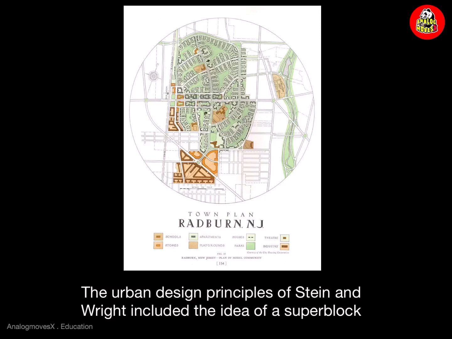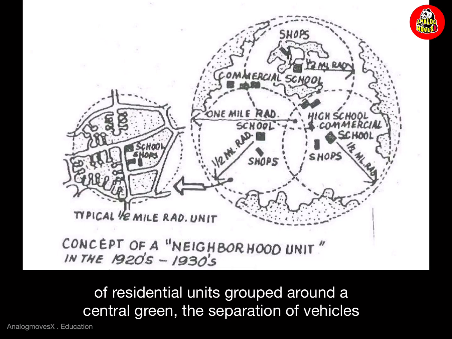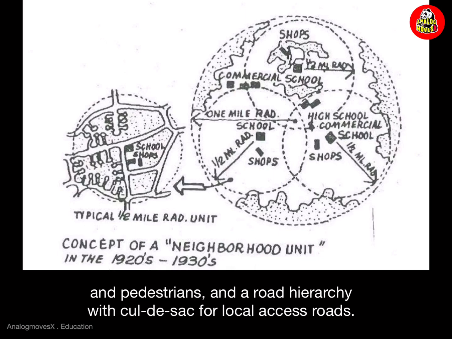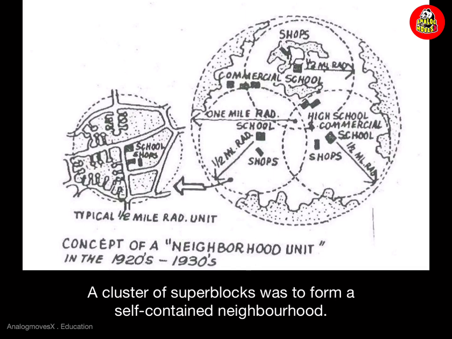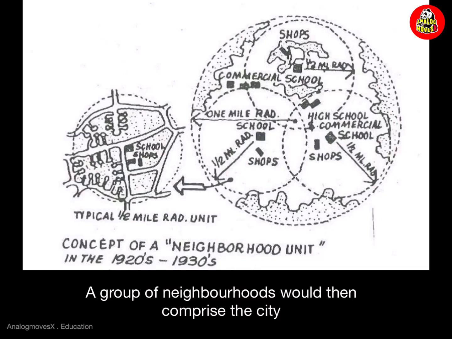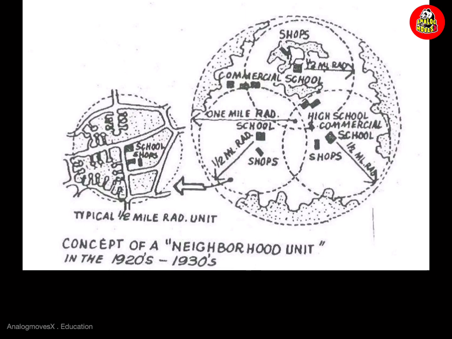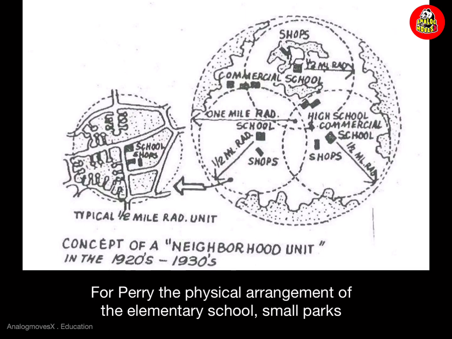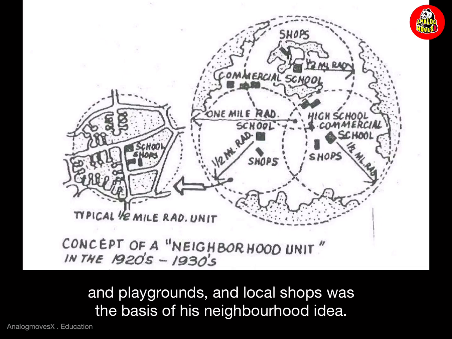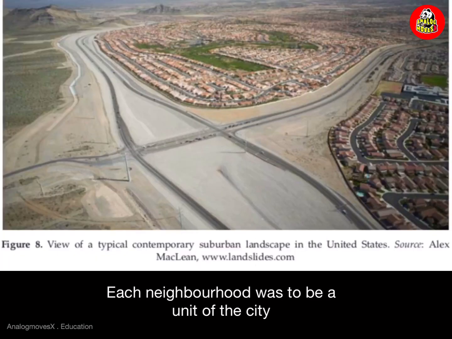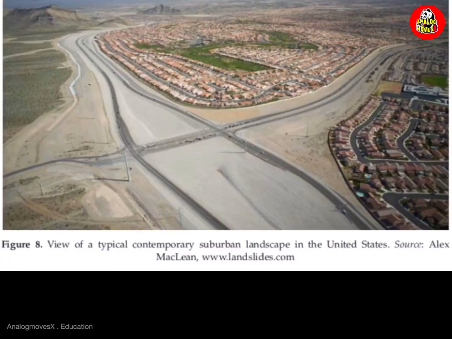The urban design principle of Stein and Wright included the idea of a superblock of residential units grouped around a center green, the separation of vehicles and pedestrians, and a road hierarchy with cul-de-sacs for local access roads. A cluster of superblocks was to form a self-contained neighborhood. A group of neighborhoods would then comprise the city. For Perry, the physical arrangement of the elementary school, small parks and playgrounds, and local shops was the basis of his neighborhood idea. Each neighborhood was to be a unit of the city.